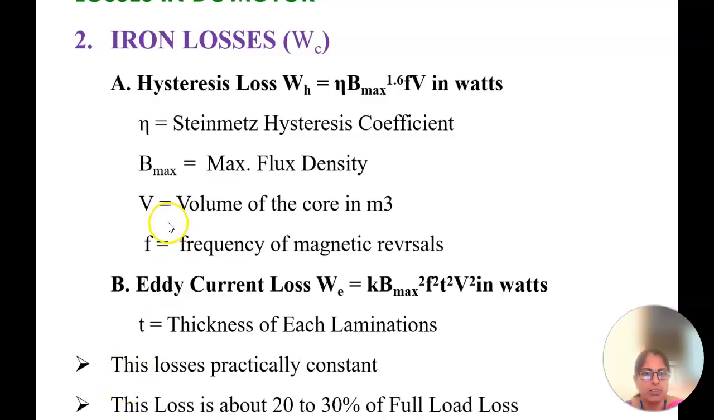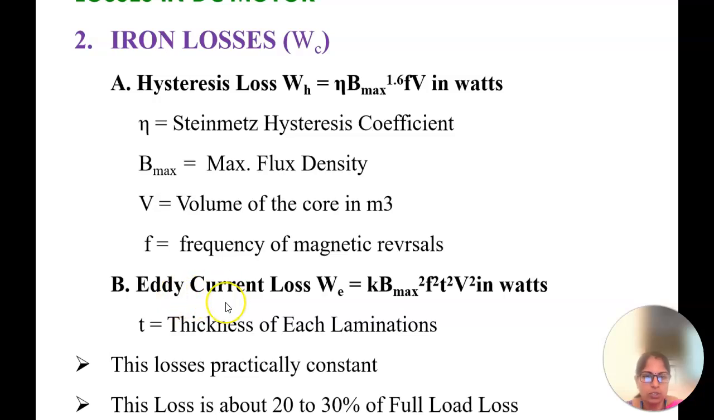And second one is iron loss. So iron loss is classified into hysteresis loss and eddy current loss. The hysteresis loss is due to the cyclic magnetization of the magnetic material. So this loss is given by WH is equal to eta B max power 1.6 F V, where eta is the Steinmetz hysteresis coefficient, B max is maximum flux density, V is the volume of the core in meter cube, and F is the frequency of magnetic reversal.